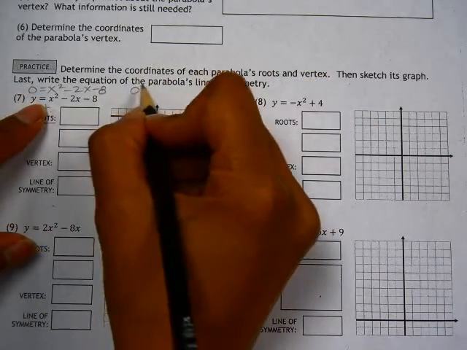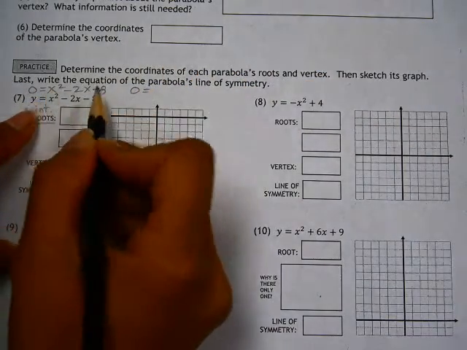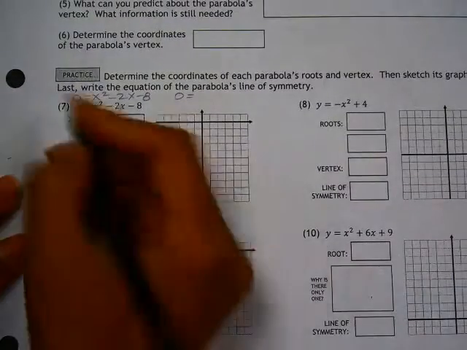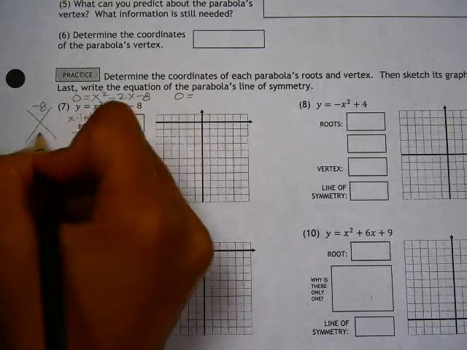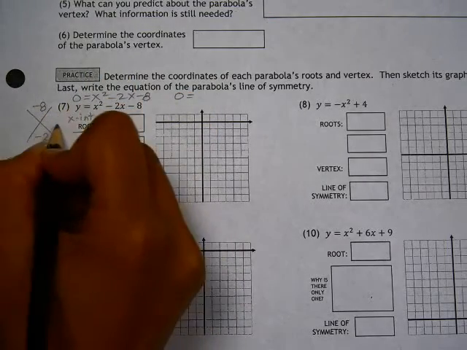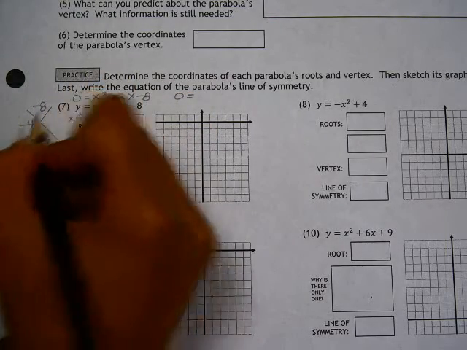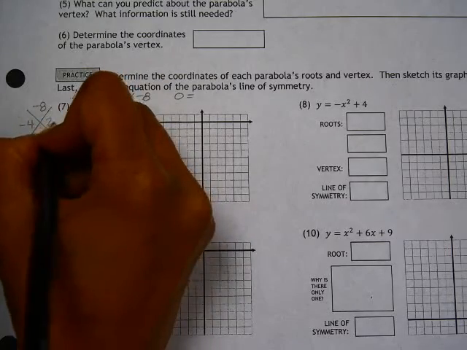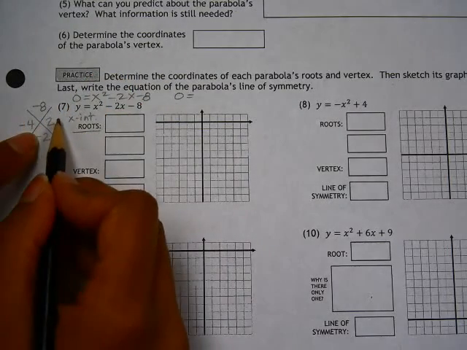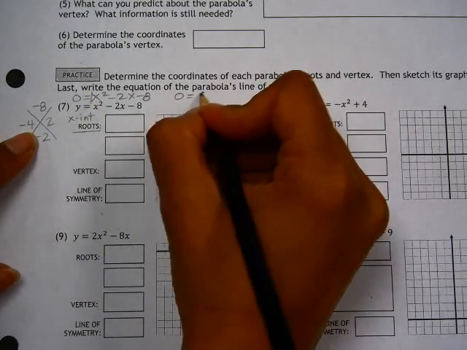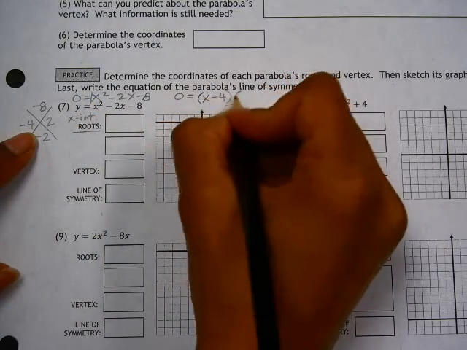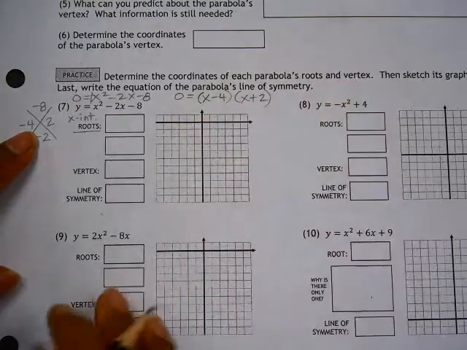in class. So 0 equals, if we want to factor this, a times c is -8 and b is -2. The two numbers that multiply to -8 and add to -2 are -4 and 2. We can take a shortcut here because a is equal to 1. I can write x minus 4 and x plus 2 as my factors.